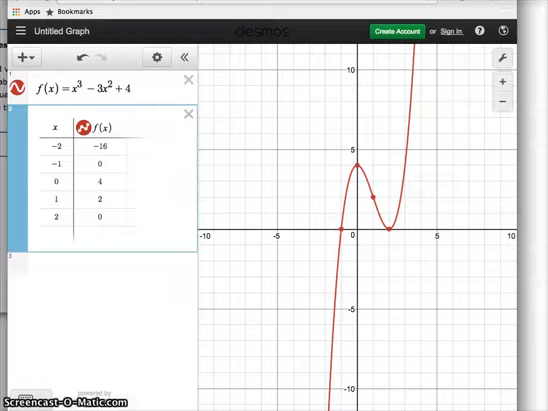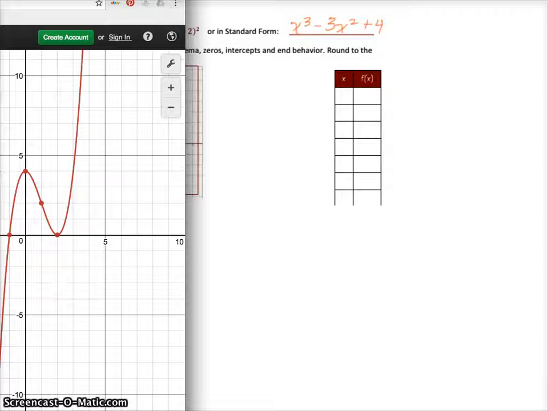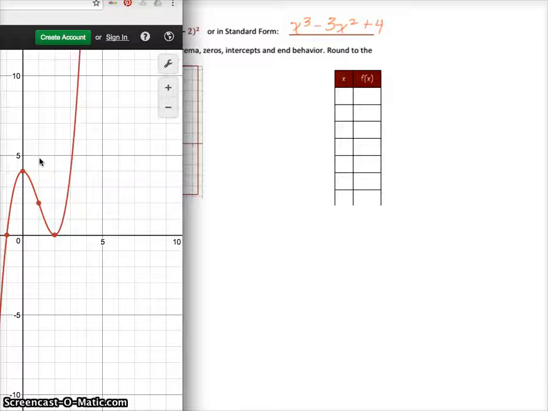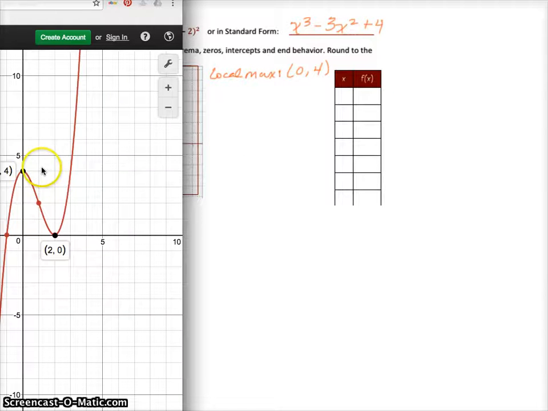Okay, so it says label the extrema, the zeros, and the y-intercept. So let's come over here for a second and label our extrema, zeros, intercepts, and end behavior. Well, extrema are our local minimums and our local maximums. So our local maximum is going to be (0, 4) because it's as high as the graph goes. And then our local minimum is going to be (2, 0).